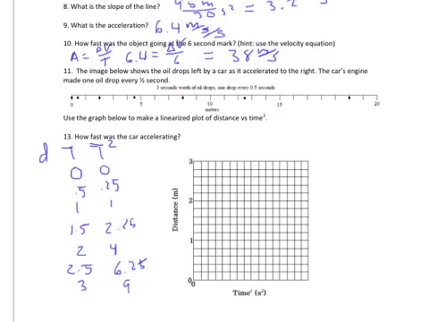Now let's get the distances that are associated with these. So at time 0, the distance was 0. At time 1/2, the distance was 0.5.